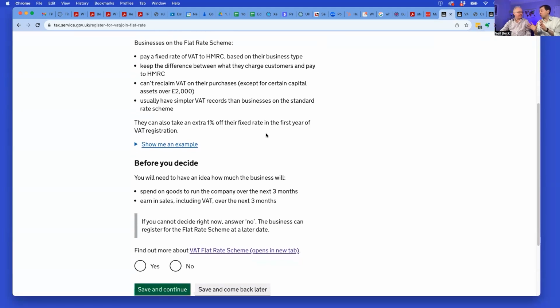But as I say, we'll put a link to the other video. Given how complicated VAT is, if you're thinking of flat rate versus standard, get some advice. It says here, do a back of a fag packet calculation to see whether you think you're going to be worse off or better off. So, do we want to go the flat rate scheme? I think we're going to say no.